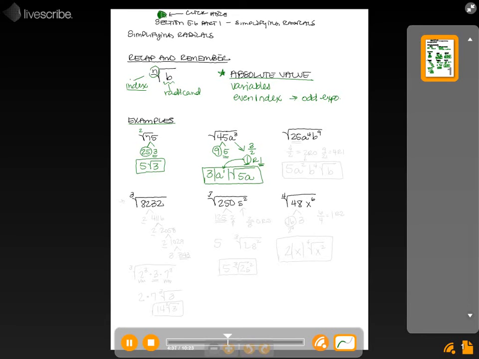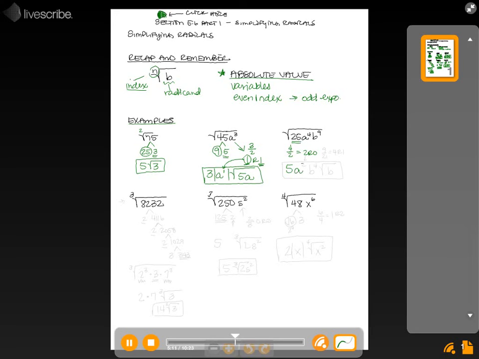Okay? The next example. We also have variables, so we're going to have to check for absolute values at the end. But we're going to treat it the same way we did the second example. Let's break down the number first. We have the square root of 25, a to the 4th, b to the 9th. 25 is already a perfect square. Okay, so it's going to completely move out in front. We don't have to worry about breaking that down. It's all going to move out in front. Now with two variables, we're going to do each one. 4 divided by 2 gives us 2 remainder 0.